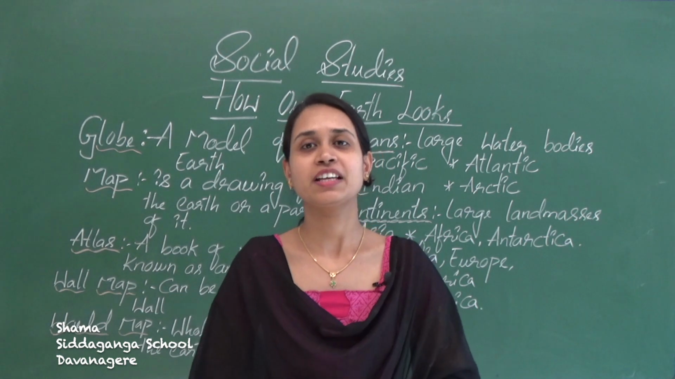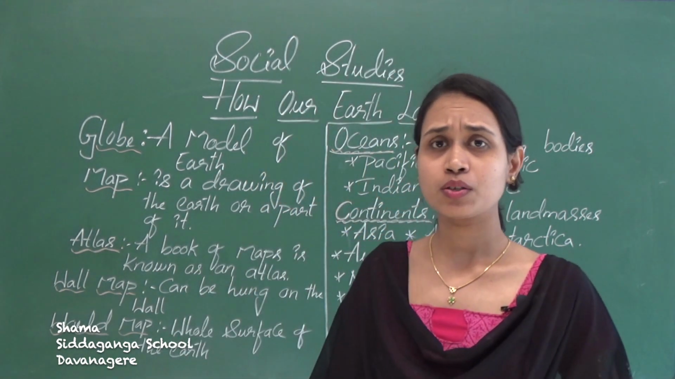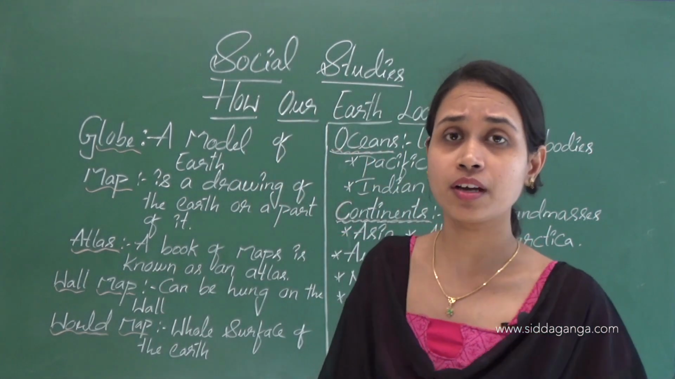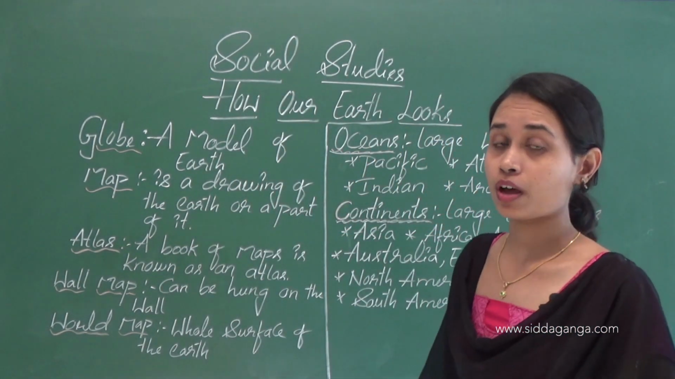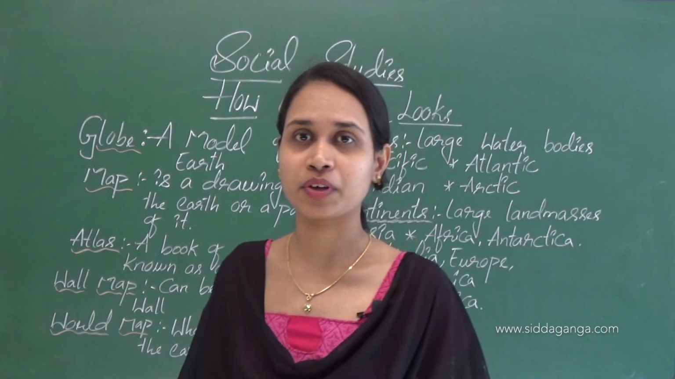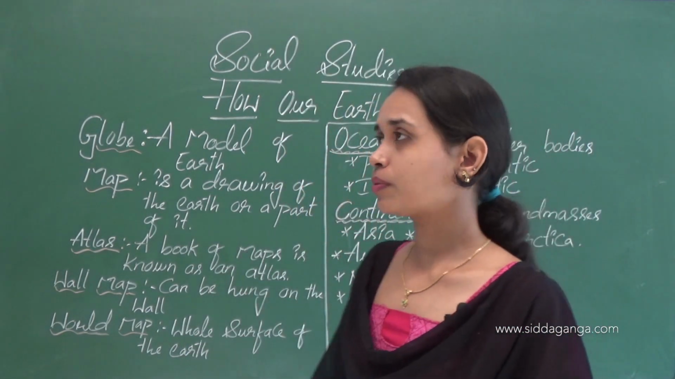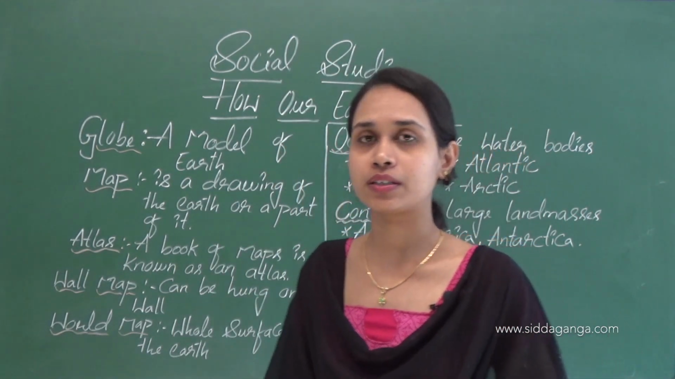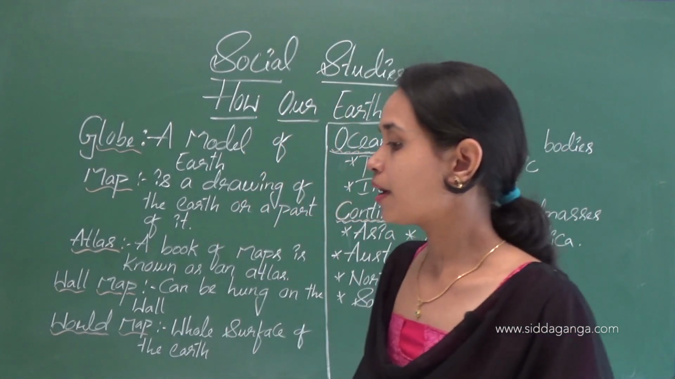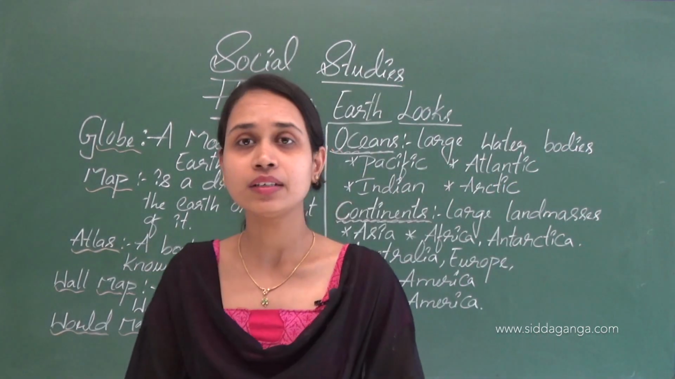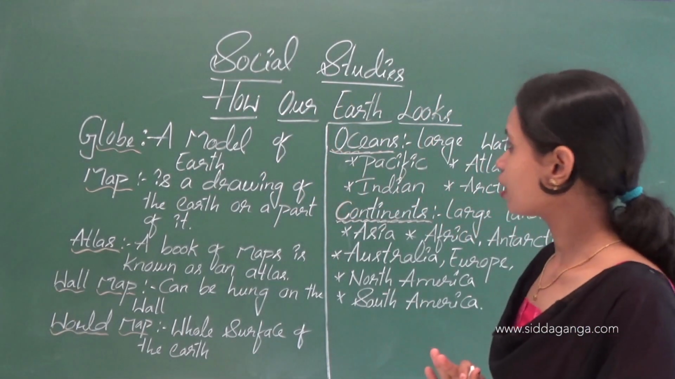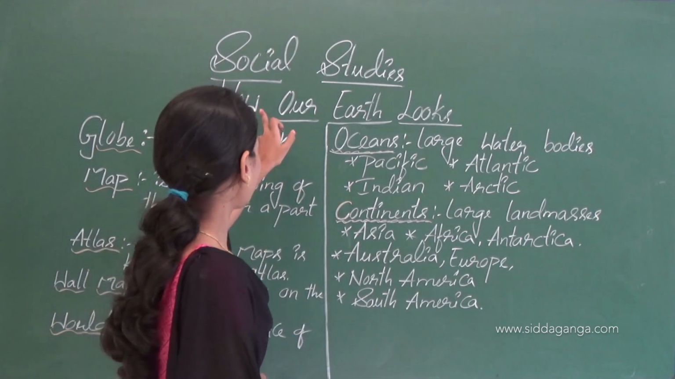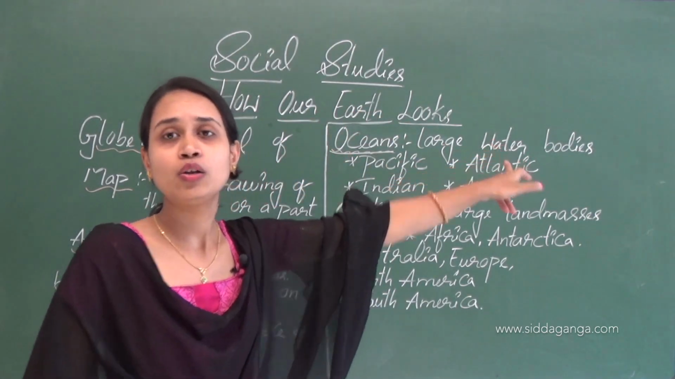Hello everyone, nice to meet you all. In the previous class, we already learned that Earth is round in shape and also very big. We know many things about our Earth. In this class, we are going to learn about how our Earth looks. In this chapter, we are going to know how our Earth looks.